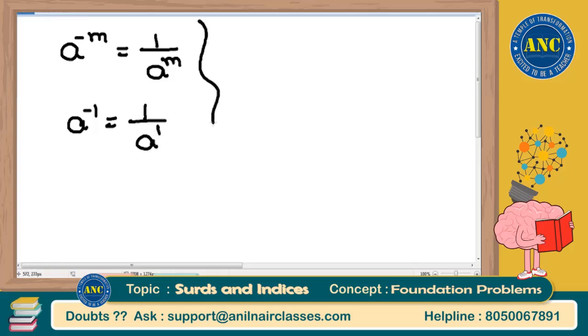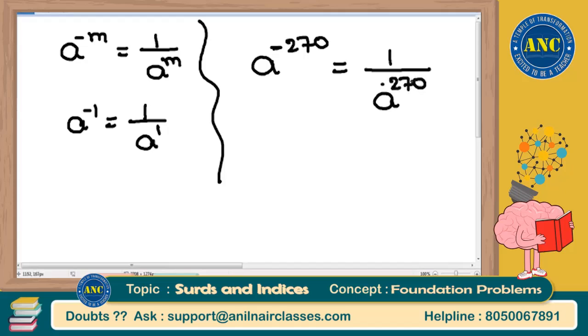That means whenever I have a negative power, a power minus 270, if I need to make a positive power, put it in the denominator, write it as 1 by that number in the positive format. Or if I have a positive power and I want to make a negative power, put that again in the denominator and make it a negative power.